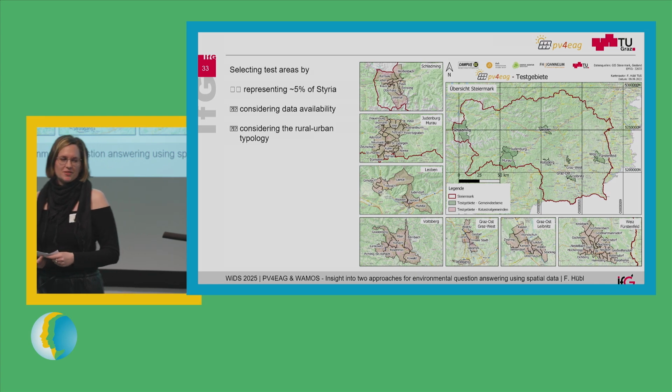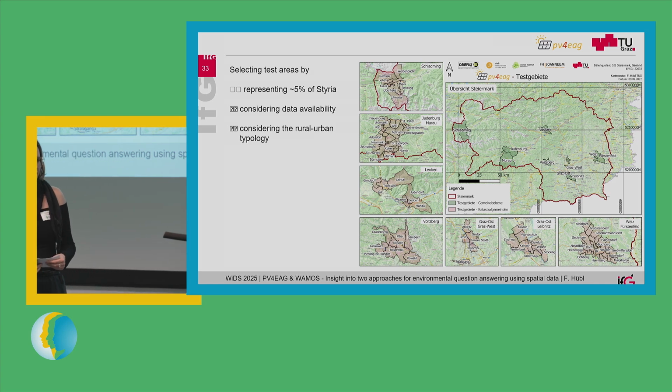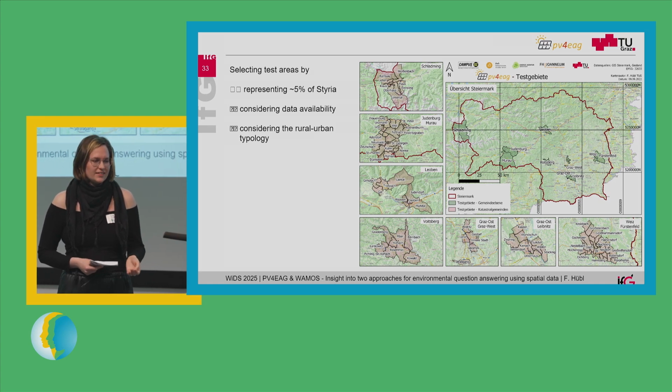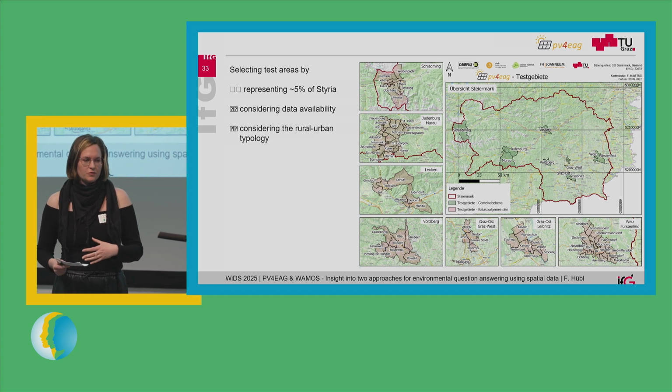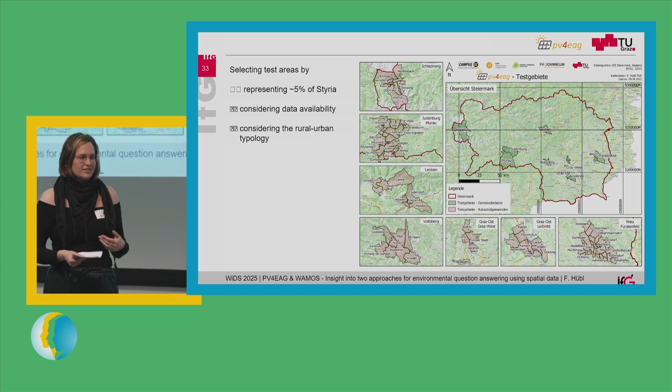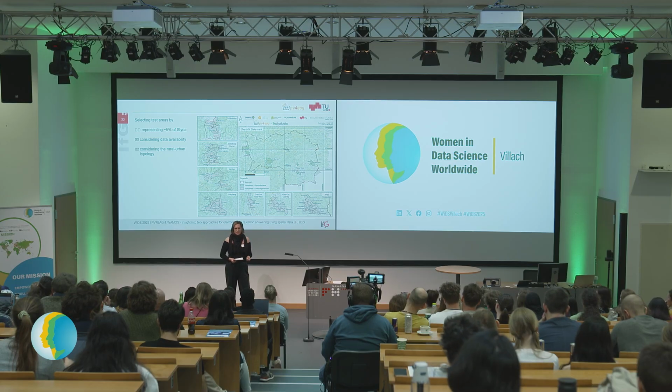So I also created a map showing the test areas for this project. Selecting test areas is also challenging when it comes to spatial analysis, because we try to create a method for finding areas, but it's difficult to just take all the data from Styria or Austria as a sample, because it's just too much. It's big data, and the challenge is to select test areas that really represent Styria, so that it's also statistically representative.